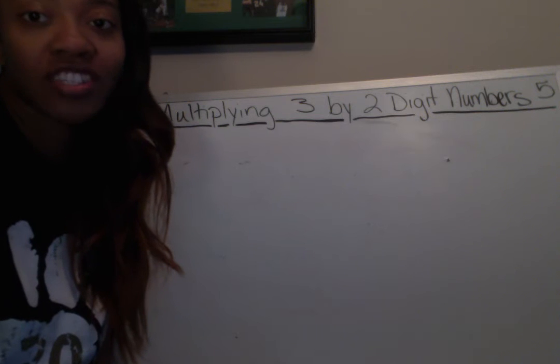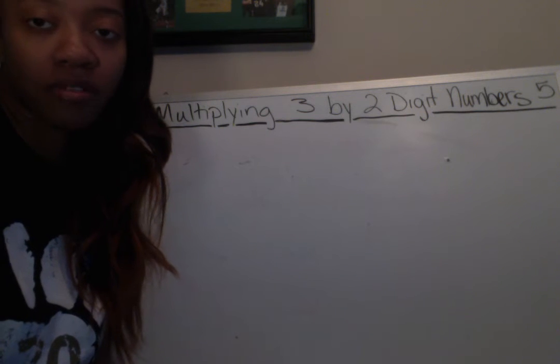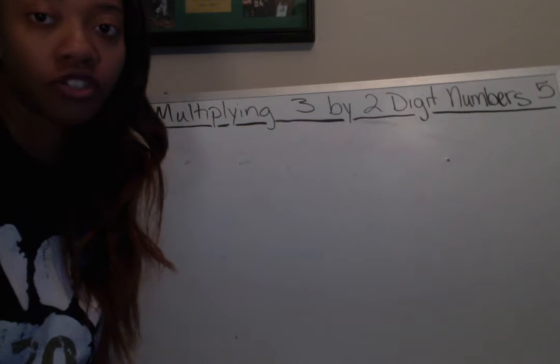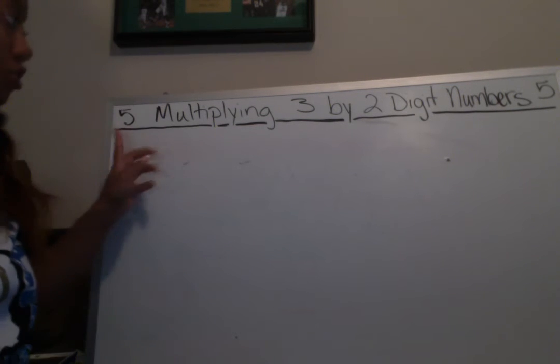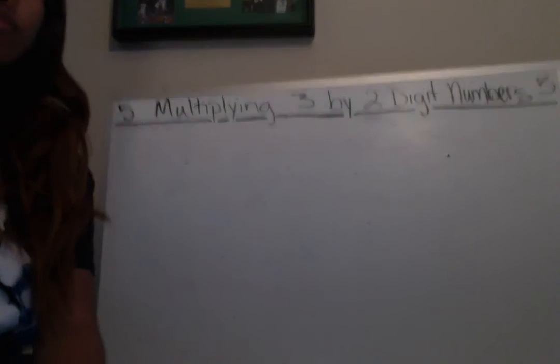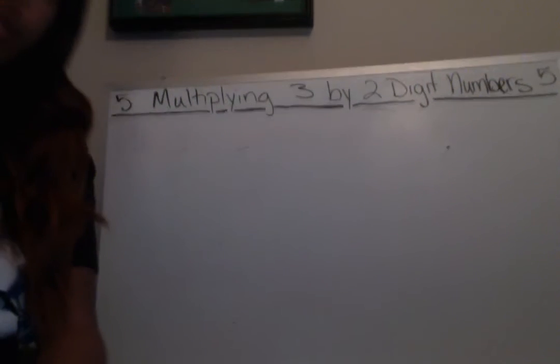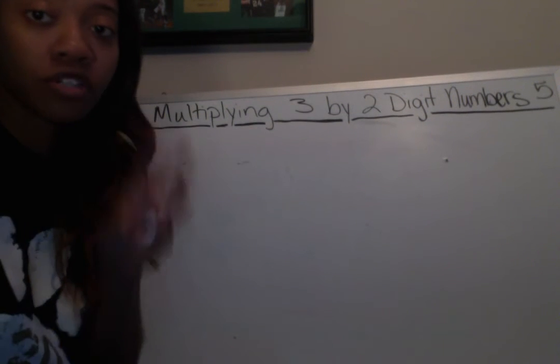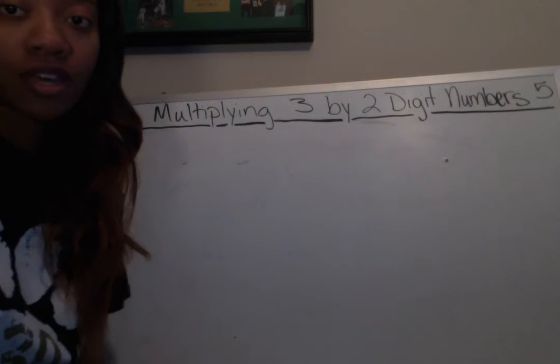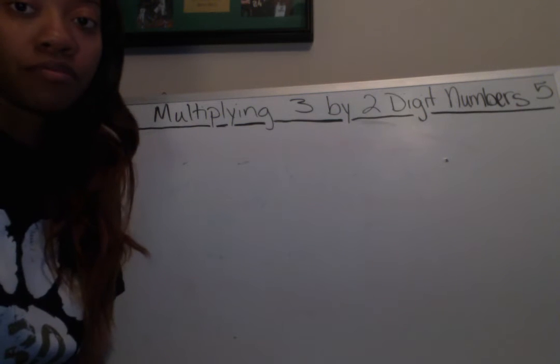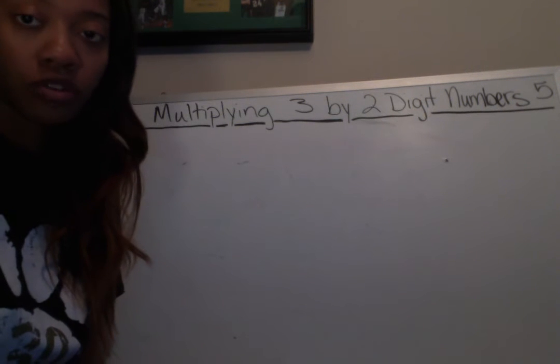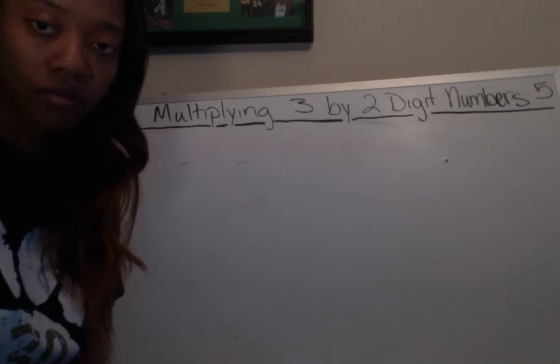All right, boys and girls, this is topic 5. It should be 5 in your journals. And we are going to be multiplying 3 by 2-digit numbers. All right, in this video, I'm going to show you 3 strategies. And at the end, I'll have your turns. So that's where you'll do your own problems inside your journal.